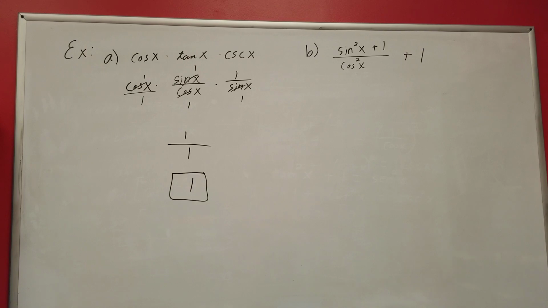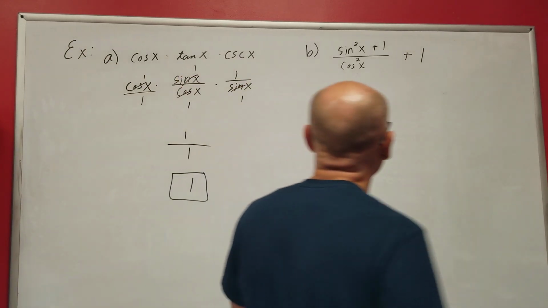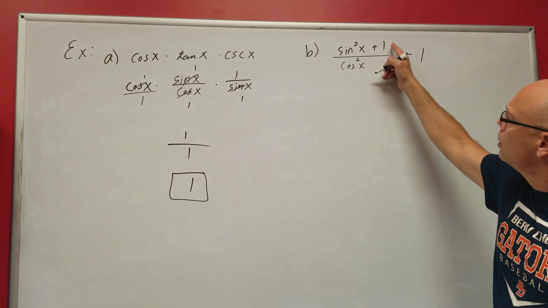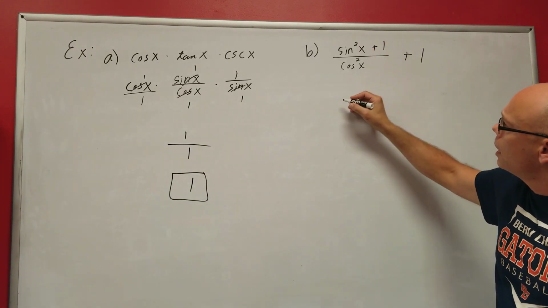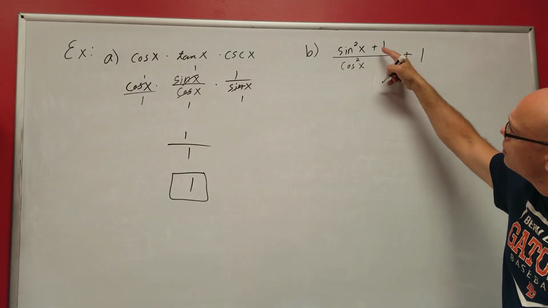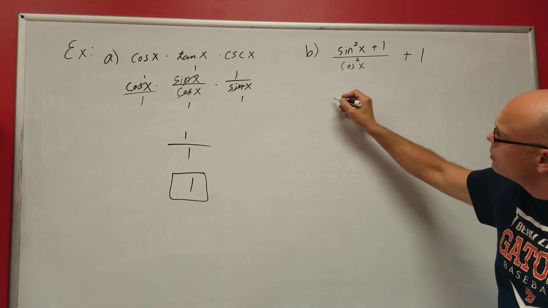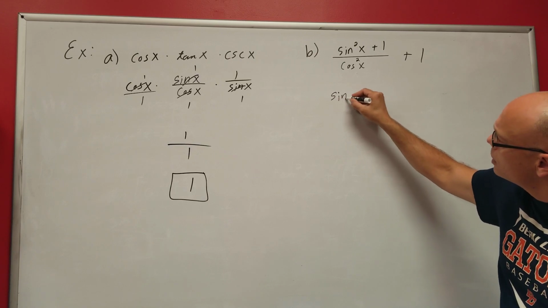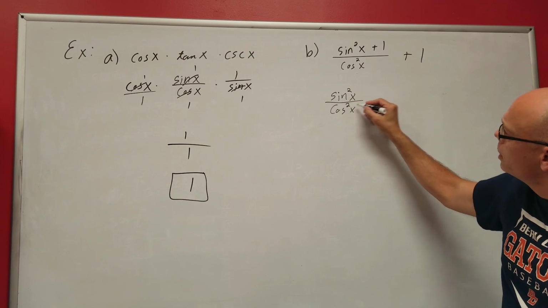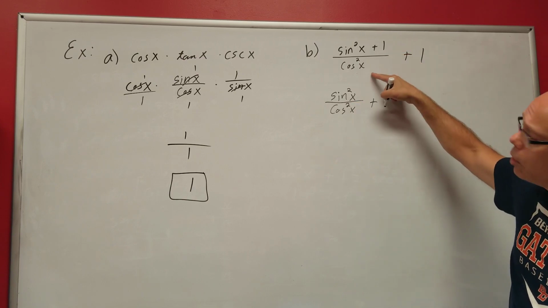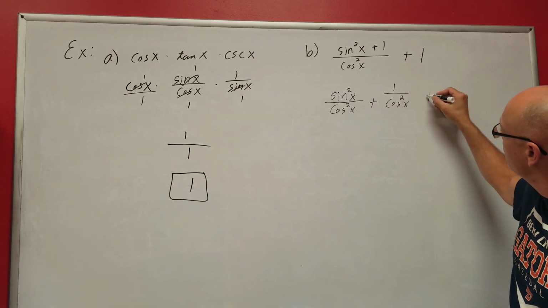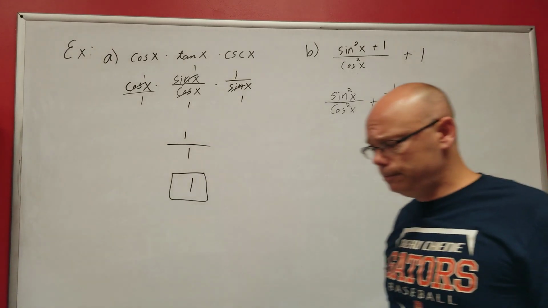Let's try to simplify this. Well, here, I could write each part of my numerator over my denominator. In other words, I could write sine of x squared over cosine of x squared plus 1 over cosine of x squared. So let's do that. Let's say this is sine of x squared over cosine of x squared plus this 1 over the cosine of x squared, and then plus this 1 on the outside.